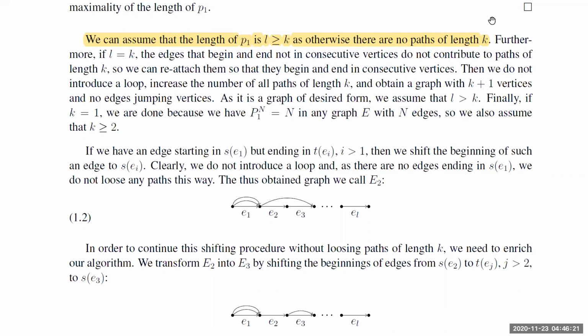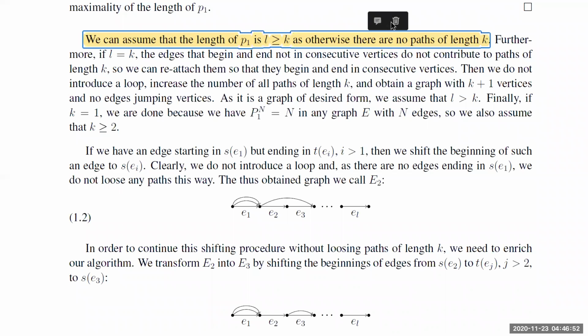0 is always less than any natural number, and we obviously have graphs with at least one path of length k, because we can align all the edges into one long path. So obviously we have graphs that have at least one path of length k. So we can completely dump the graphs which don't have any paths of length k. All right, so without loss of generality, we can assume that L is greater or equal to k. But it gets even better.